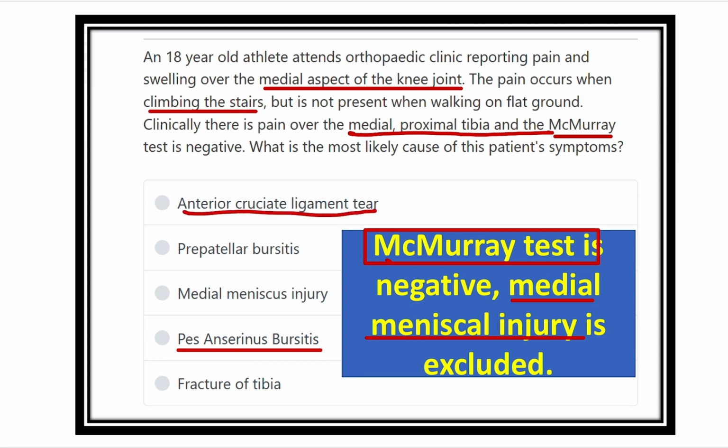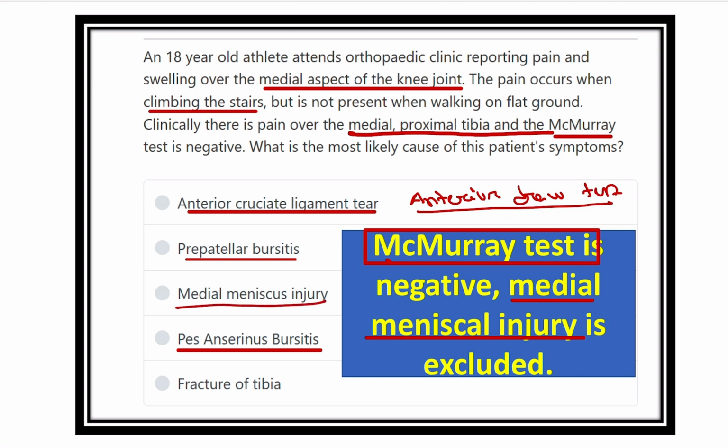Other options here, such as anterior cruciate ligament tear. In case of anterior cruciate ligament tear, the anterior drawer test is positive. In case of prepatellar bursitis, pain and swelling occur above the knee joint or anterior to the knee joint. In the medial meniscal tear, the McMurray test is positive.